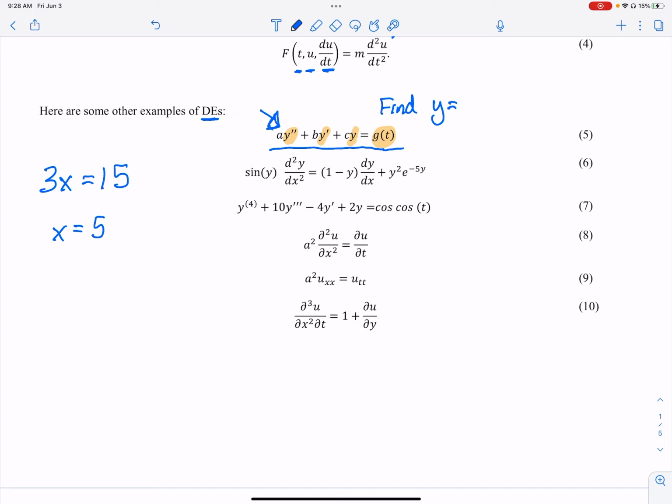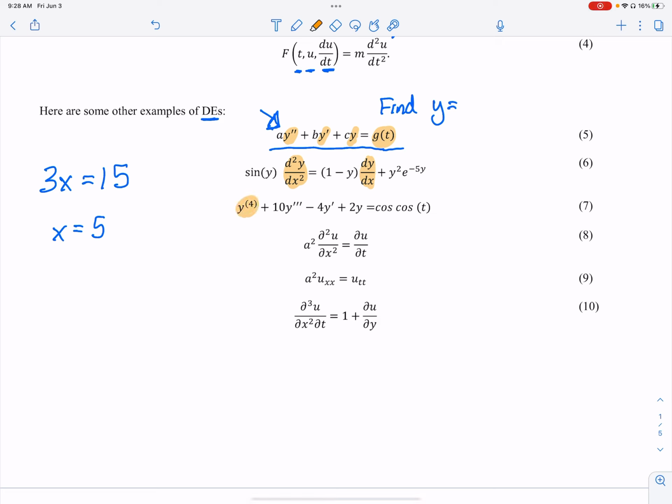Now the problem is it'd be hard to check this because we don't know what g of t is, but that is a DE because it contains derivatives. All right, the second one, this is a second derivative, right? A first derivative, and then the y's are the functions, and then we don't have any x's, but that's still a differential equation. It contains derivatives.